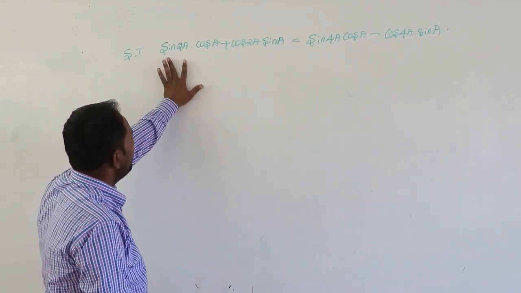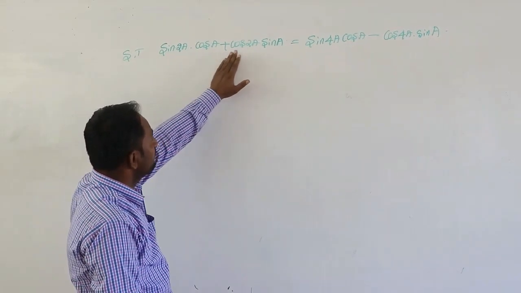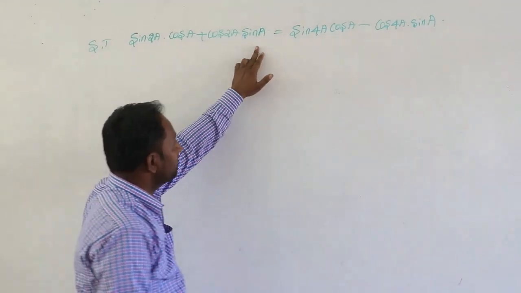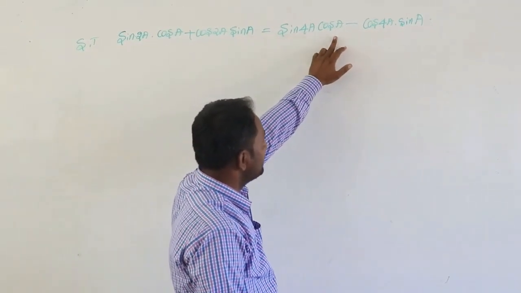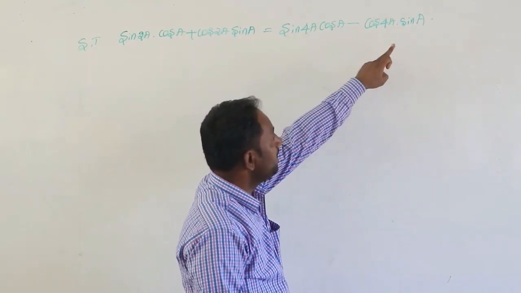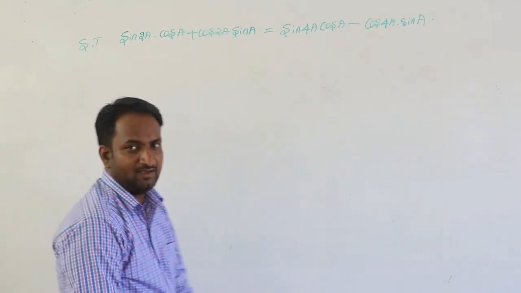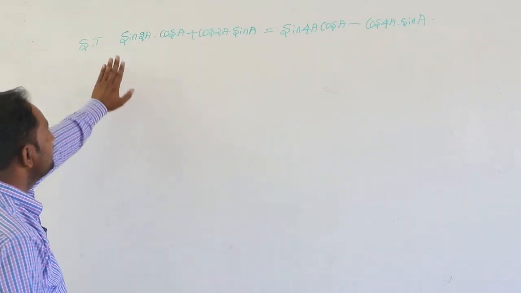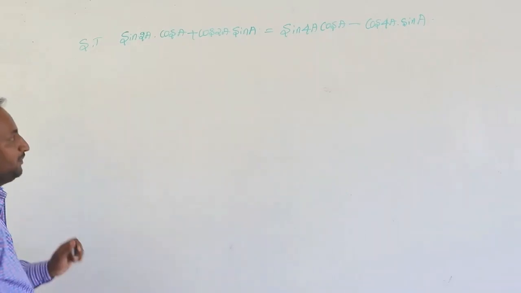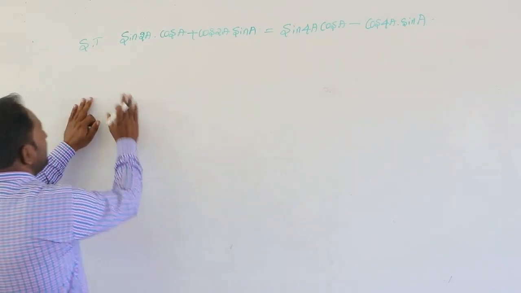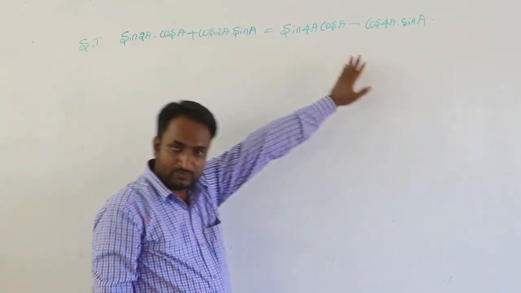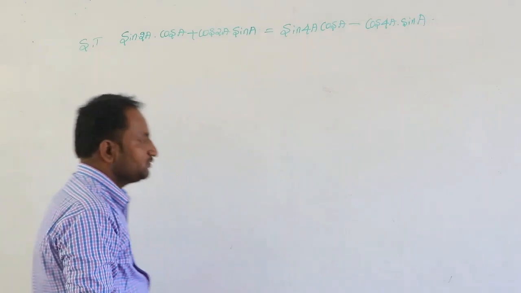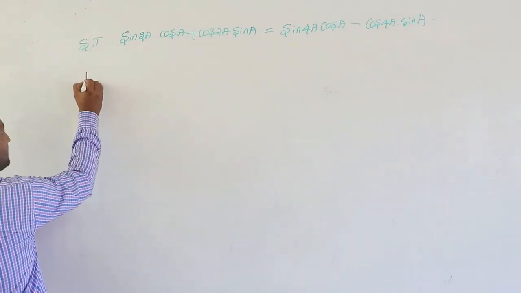Here is another problem. Sin of 2a cos a plus cos 2a into sin a is equal to sin of 4a cos a minus cos 4a into sin a. Here this is a different problem compared to the previous one. We have to show that the LHS result is equal to the RHS result. First we consider the LHS.